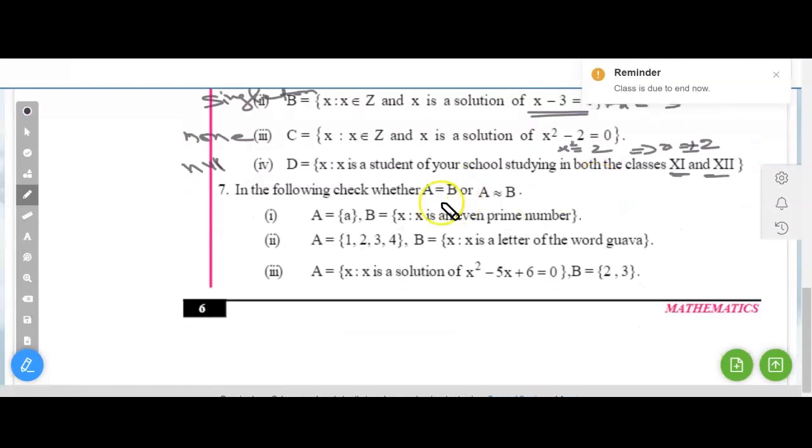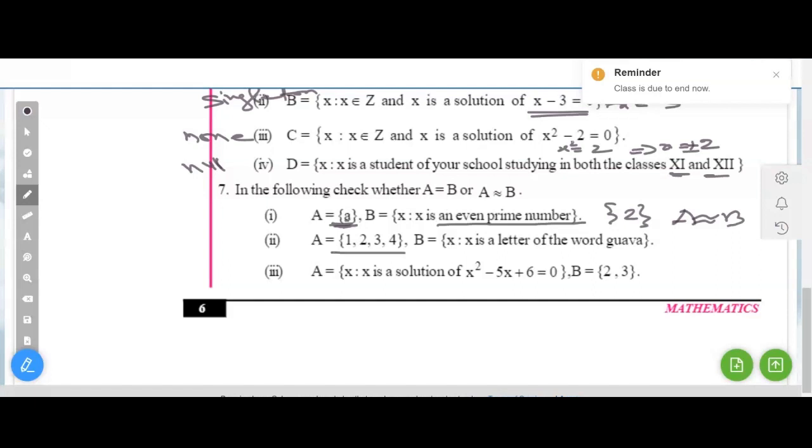Next option is find out which are equal and equivalent. This is equivalent and this is equal. So x, the element A is written here, and this is the even prime number, that is 2. 2 is an even prime number. They are equivalent. A is equivalent to B.